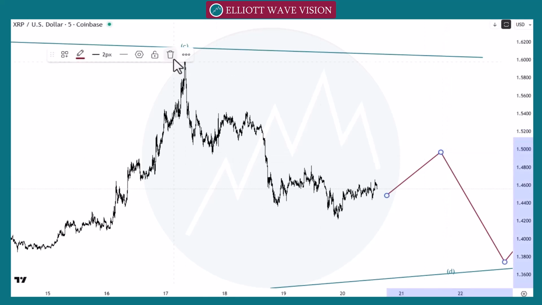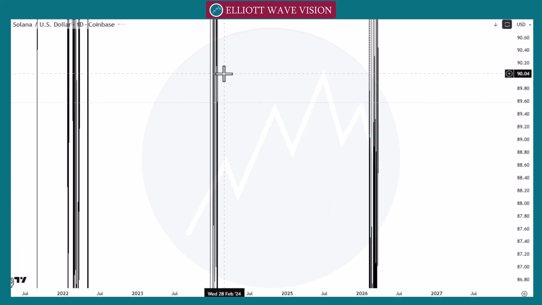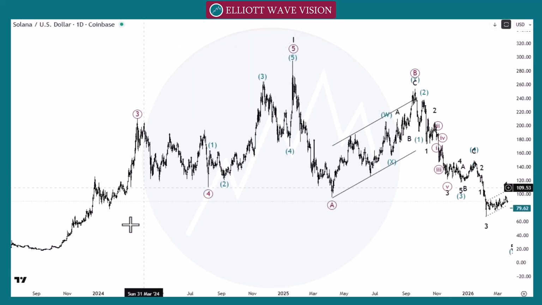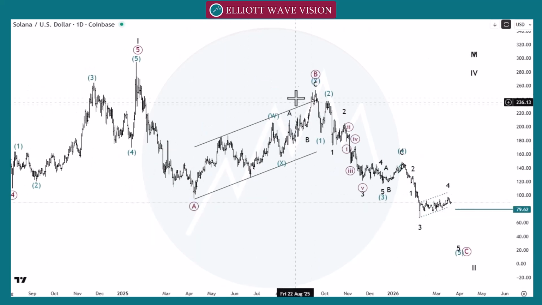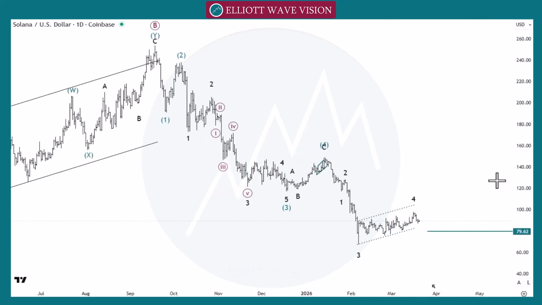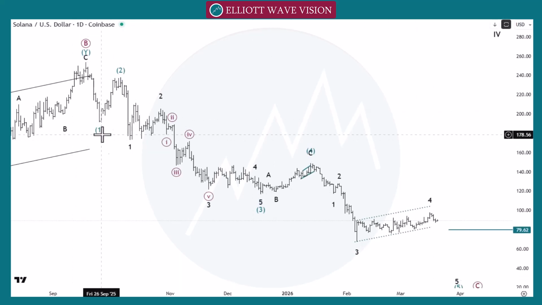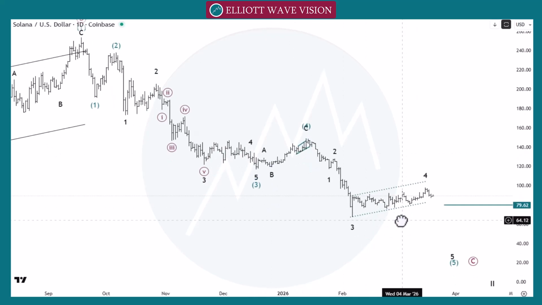So let's check our next pair, Solana, in daily time frame and in lower time frame. So in this pair, after this black wave 1, we count this structure, this move as a brown wave A, brown wave B. Now we are looking for this move as a brown wave C. So after this brown wave B, we count this move as a green wave 1, green wave 2, green wave 3, green wave 4. Now we are looking for this move as a green wave 5 as a 1, 2, 3, 4 and wave 5.